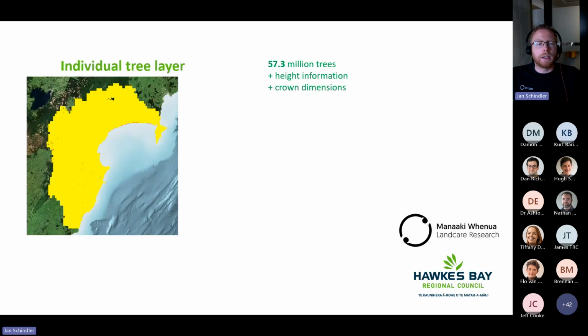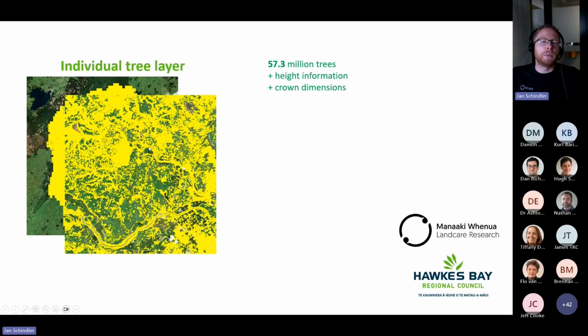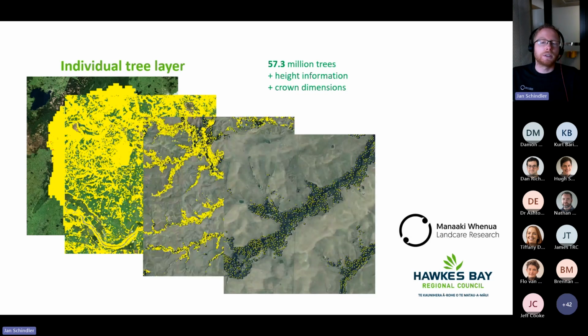So the individual tree layer, at that scale, basically everywhere is a tree. However, if you zoom in, you can identify finer features. And in total, I counted 57.3 million trees, including their height and also their ground dimensions, which is extremely useful also for landslide susceptibility modeling. And this is not only computed in rural areas, but also for all of the urban centers in Hawke's Bay. So this is also quite interesting for urban studies.